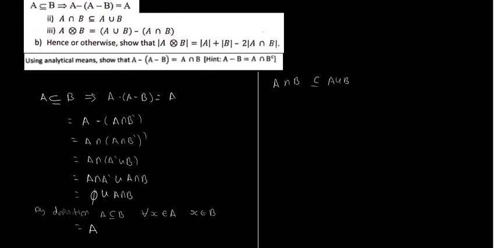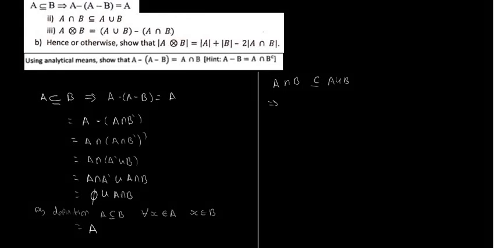So what do we know here? We say, let x be a member of A intersection B. Then from here, this implies that x is a member of A and x is a member of B.